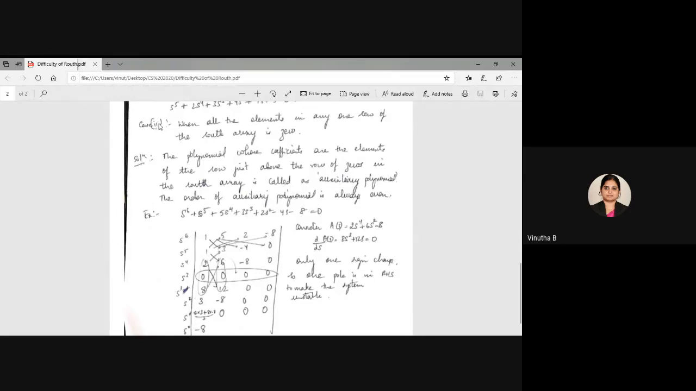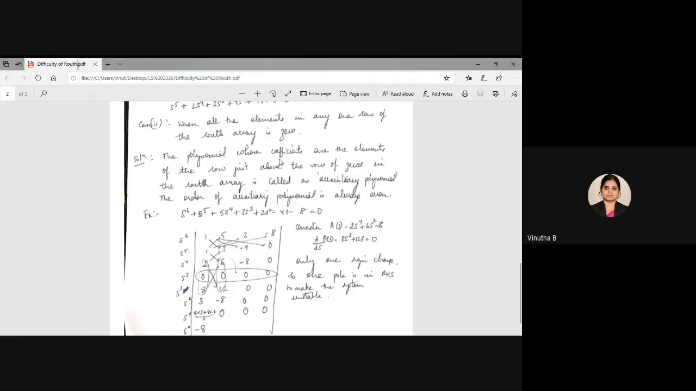Then case number 2. So what is case number 2? When all the elements in any one row of the Routh array are 0. Here we have an example problem where you can see that the entire row has become 0. When we come across such a case, this is one more type of difficulty. In such a case, what is the solution? It has only one solution.